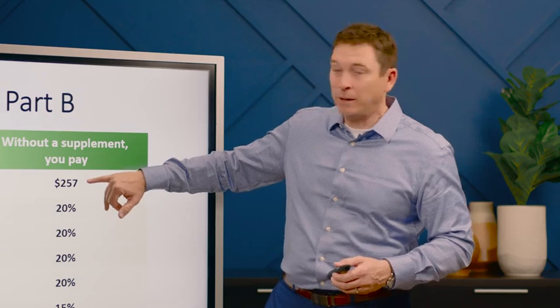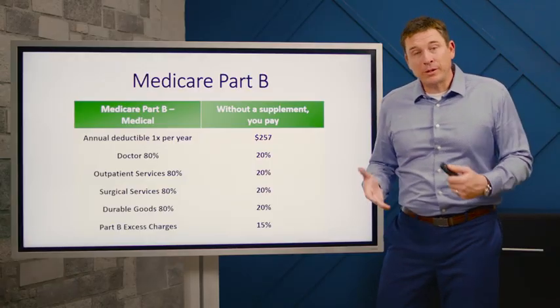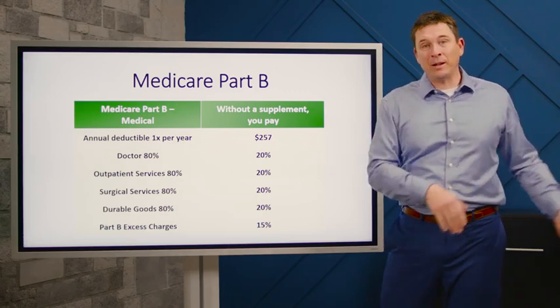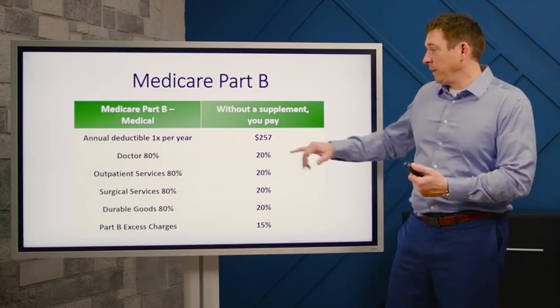Part B of Medicare, everything outside the hospital, has its own deductible of $257. This is an annual deductible, so it's separate from your hospital deductible. It's a separate deductible. It only applies outside of the hospital, and it works differently because it's annual.